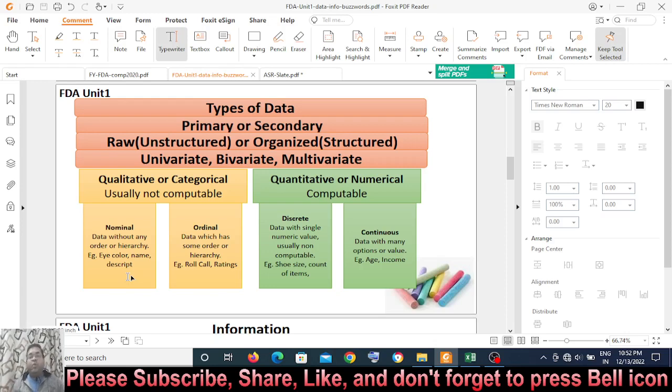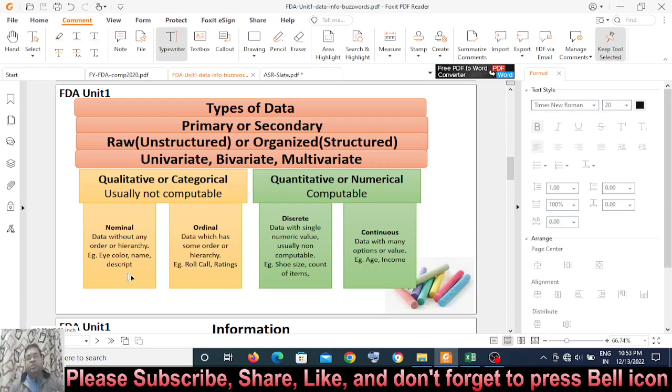Your income is continuous data. For these you can do addition, subtraction, multiplication, and other types of mathematical computations very easily. So generally, continuous data is computable. Discrete data is not easily computable, but that doesn't mean it is completely non-computable. It is computable in certain cases, when you are dealing with the quantitative nature of that data. This is just a primary introduction to the types of data.